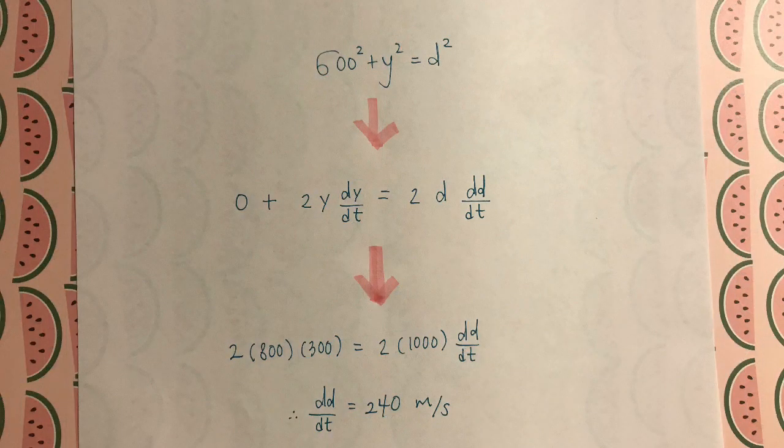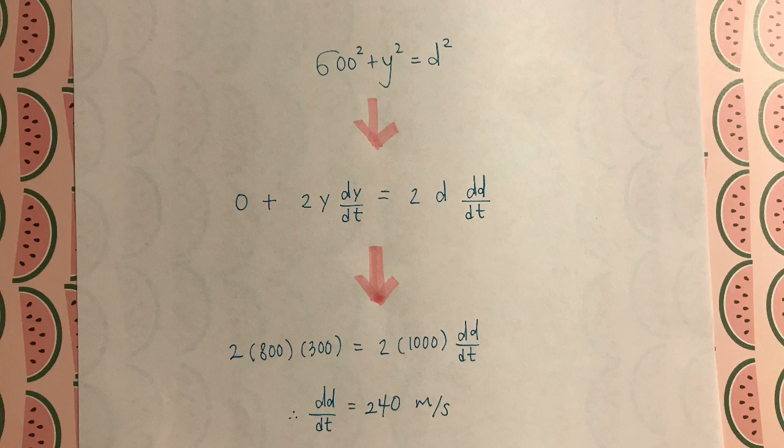Since we're not given dx over dt, we're going to plug in the value of x into the Pythagorean theorem equation. So I'll get 600 squared plus y squared equals d squared. Then we take the derivative of both sides. The derivative of 600 squared equals 0 because it's a constant. The derivative of y squared equals 2 times y times dy over dt. And the derivative of d squared equals 2 times d times dd over dt.